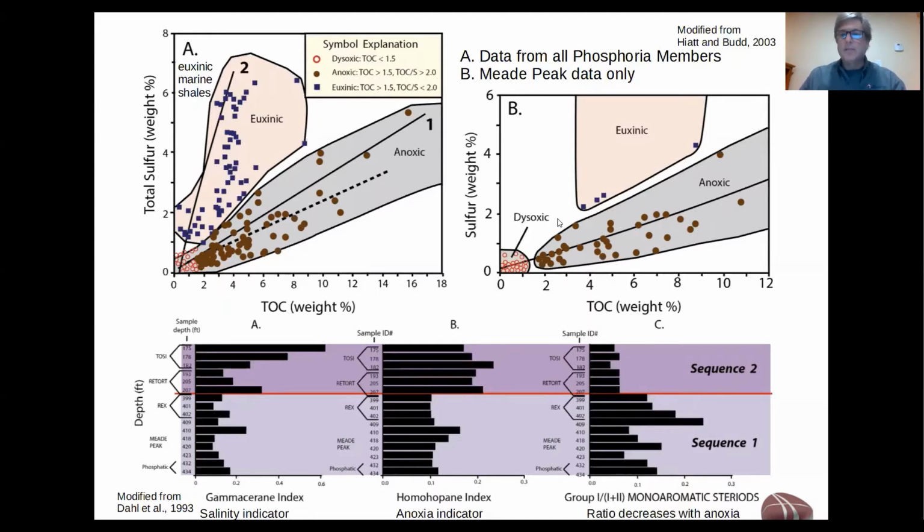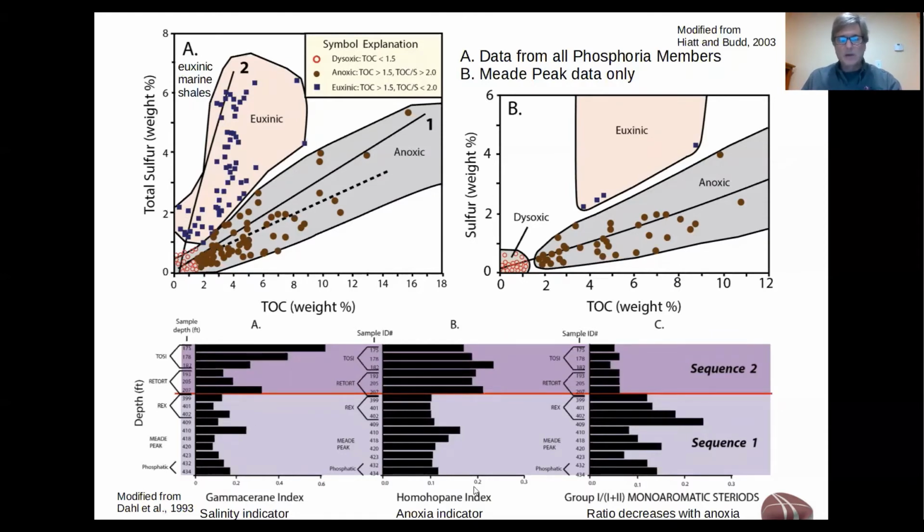Okay, now Hyatt and Budd also separated their samples just from the Mead Peak in this plot here, and you can see that most of the Mead Peak samples appear to plot in areas that are characterized by depositional anoxia as well as dysoxia. Only a few plot into the euxinic field here. So what we can conclude from these two plots is that most of the Mead Peak appears to have been deposited in an anoxic environment. Most of the rest of the Phosphoria, including the retort, appears to have been deposited under a euxinic environment. So also anoxic, but it has sufficient hydrogen sulfide to exsolve out of solution.